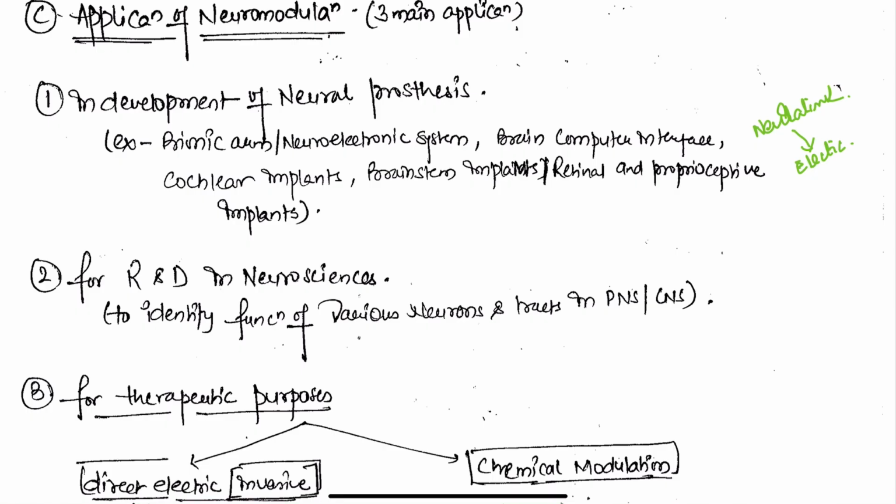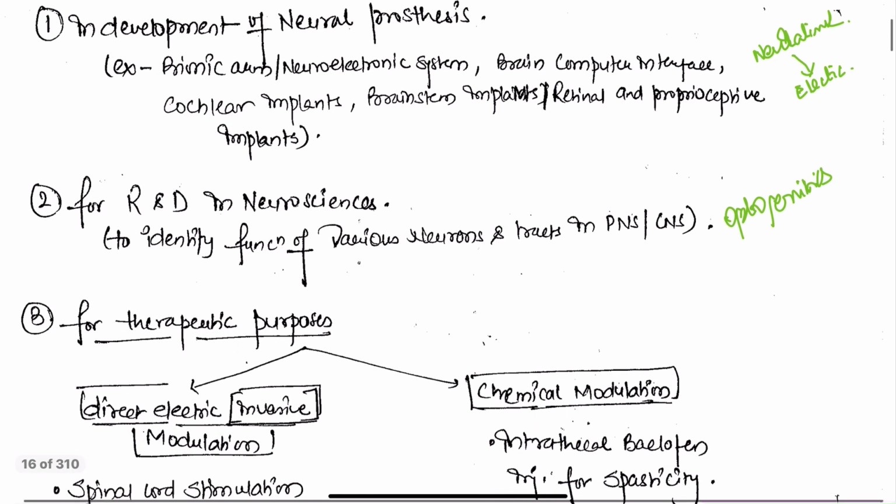The next thing is R&D in neurosciences. Basically, optogenetics is the way to go, and it is mainly used to find what function different neurons do. If you stimulate a certain neuron, what will happen? And last is for therapeutic purposes.